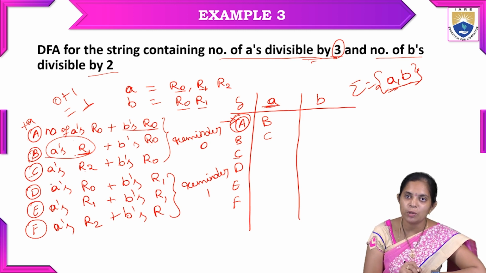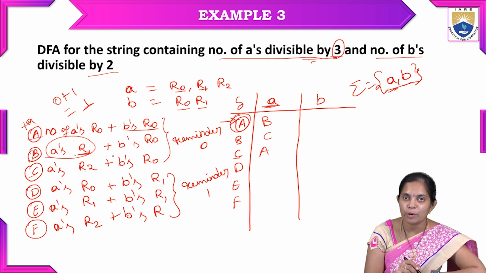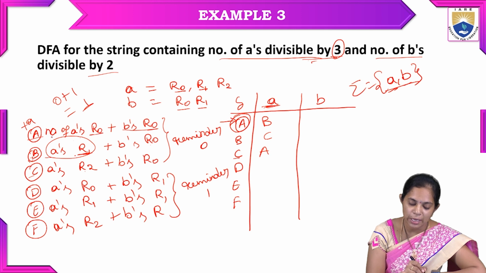Which is divisible by 3. So it is reaching the A state, and that is number of A's is 0. So A's is 3, which is divisible by 3. So we'll get a 0 remainder. That represents A's with the remainder 0.